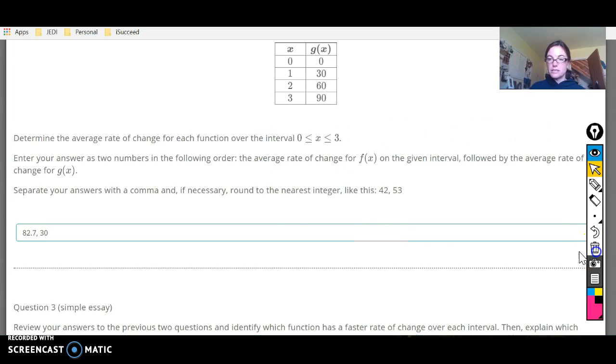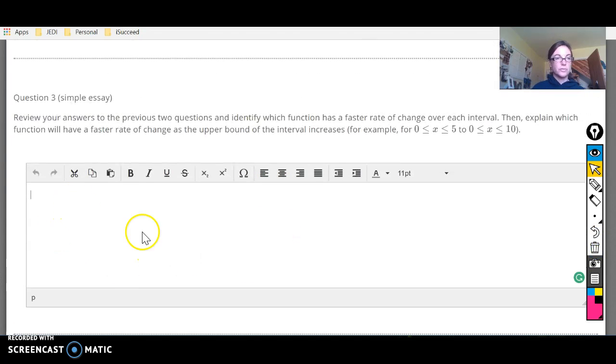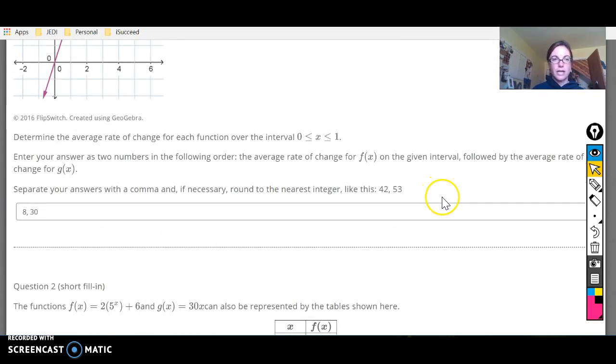Okay, let's erase these and move to question 3. Review your answers to the previous two questions and identify which function has a faster rate of change over each interval. Then explain which function will have a faster rate of change as the upper bound of the interval increases, as we go to 5 or to 10 on time, which is our x.